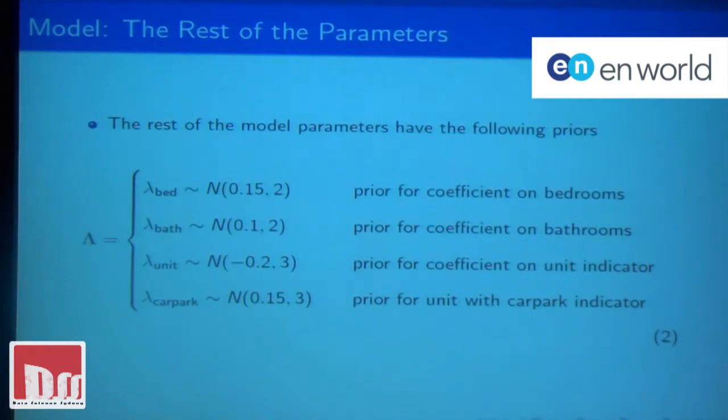Okay, and these are just the prior distributions for the other parameters. Kind of nothing out of the ordinary, it's just essentially informed by the work I've done to date with this data and just seeing how property prices, rental value prices vary as the number of bedrooms increase, the number of bathrooms increase, whether it's a unit and whether it's a car park with a unit. Okay, so I think there's nothing special about these priors, but they have to be in there.